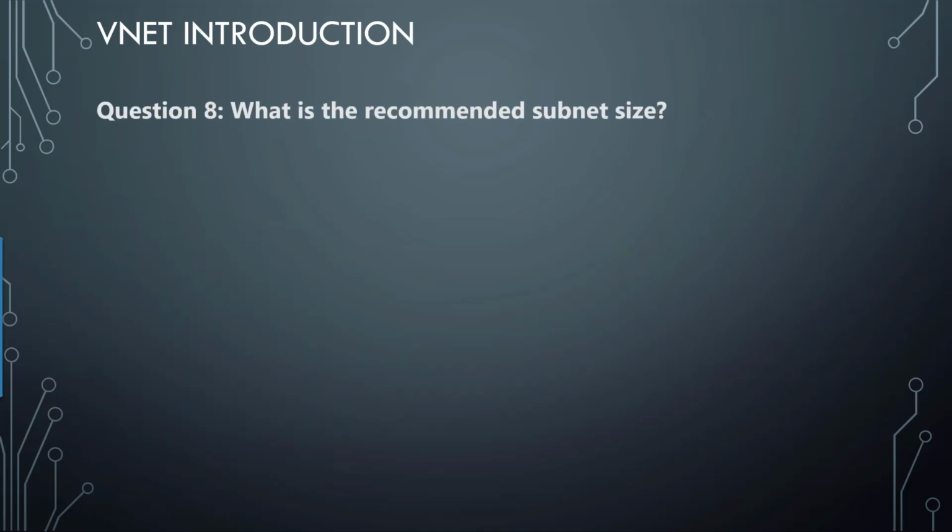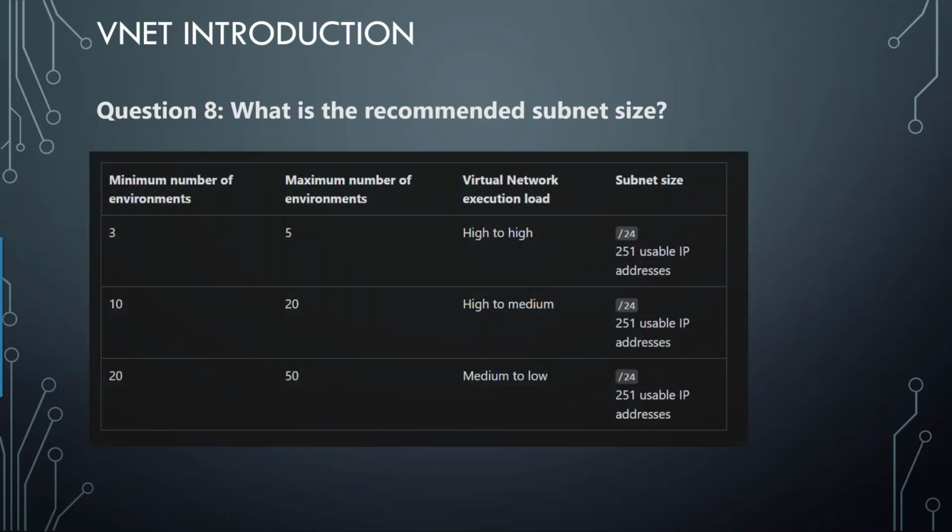Next question is, what is the recommended subnet size? That's also taken from the Microsoft Learn site, and you should read it here from this column. So if you have a high traffic, lots of volume that goes through, then you should not connect more than 3 to 5 environments. If you have less traffic, for example, data that you need from your Key Vault or from a blob storage, then you can connect more, of course.